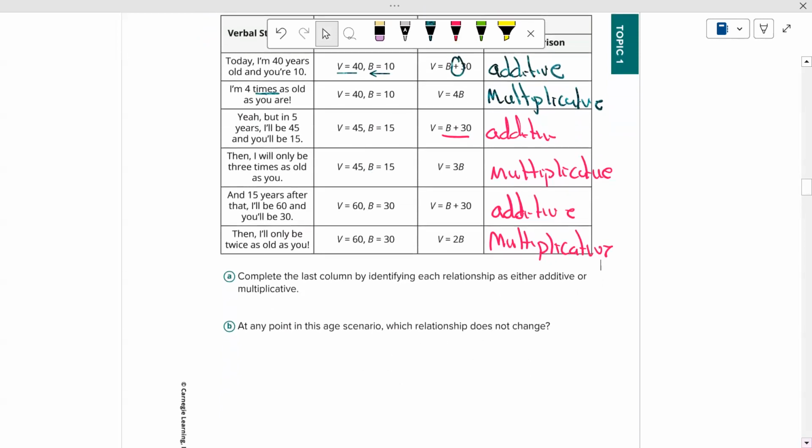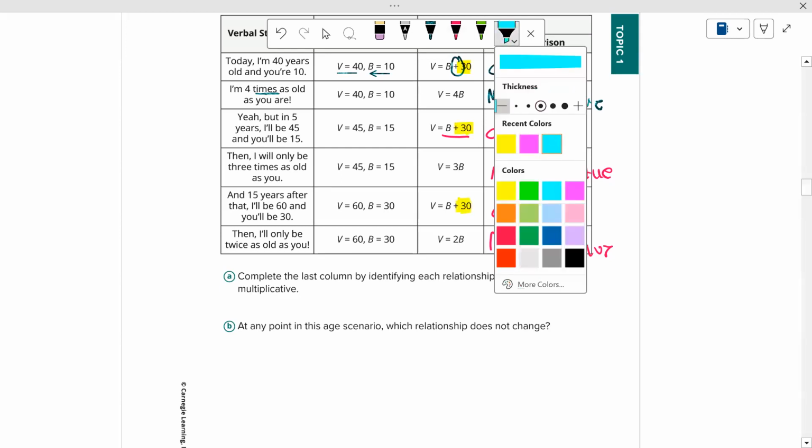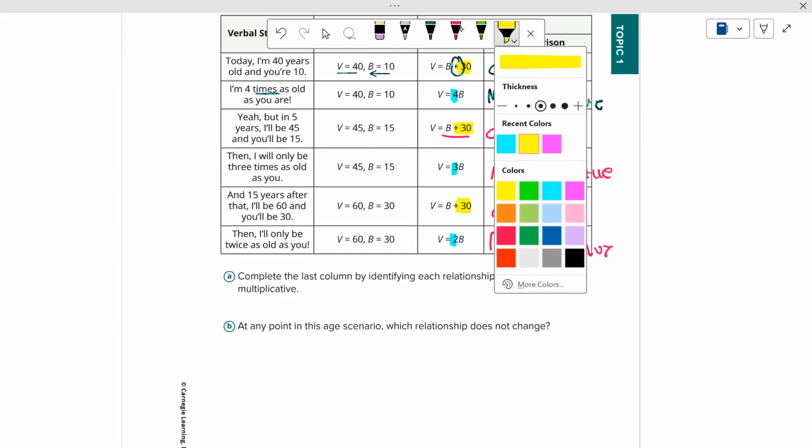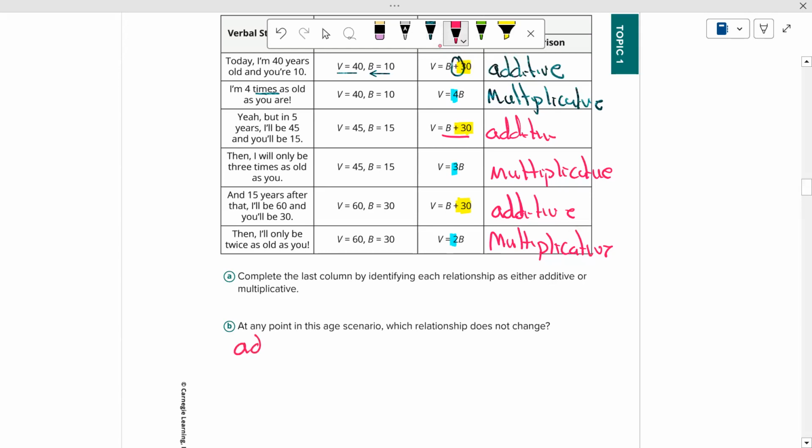So part A asks you to complete the last column by identifying each relationship as either additive or multiplicative, which we just did. At part B, at any point in this age scenario, which relationship does not change? That's interesting. So which one of these relationships have never changed? If we look at this, it's additive. It's always adding by 30. If we look at it from a multiplicative standpoint, it multiplied by 4, then it multiplied by 3, then it multiplied by 2. So notice the blue highlights consistently change and the yellow do not. Ergo, it can only be the additive. The additive relationship between the two does not change.